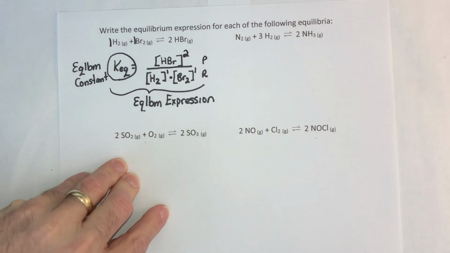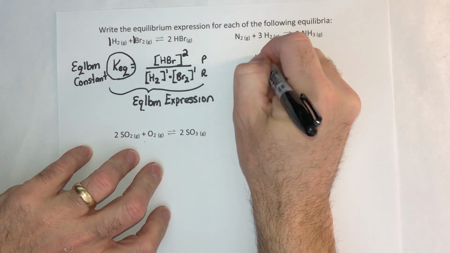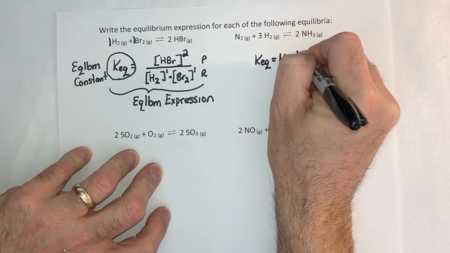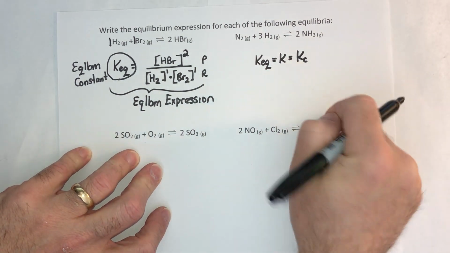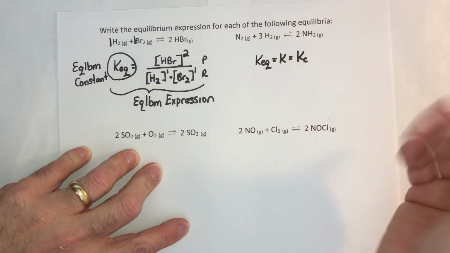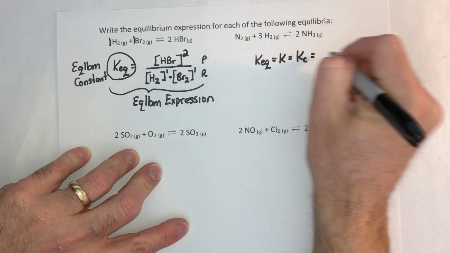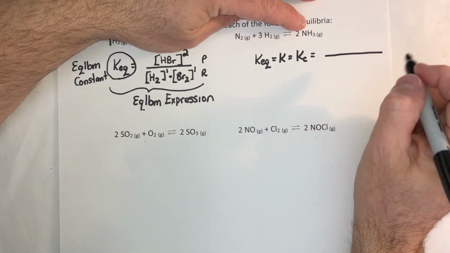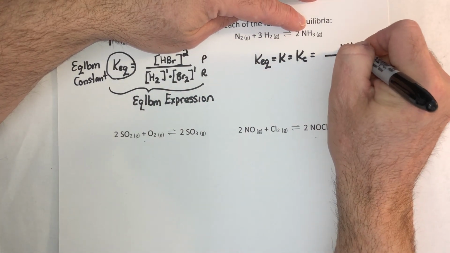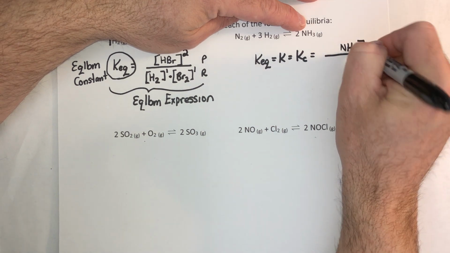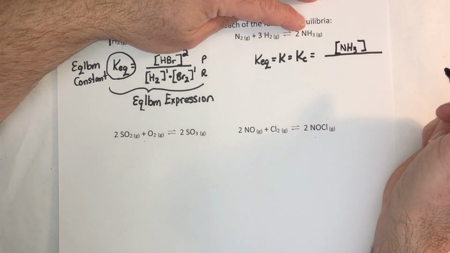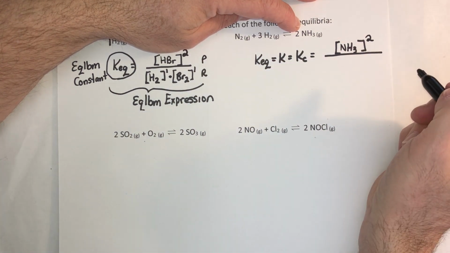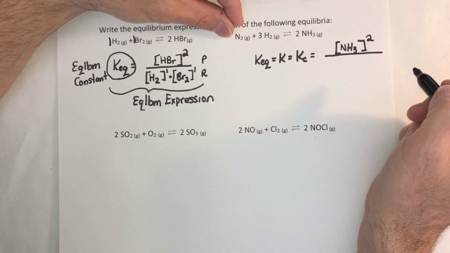All right, so let's try another one. KEQ, or just K, or K for concentration, KC, right? Whichever one that you're used to using, keep going with it, equals products over reactants. There is only one product, NH3. Square brackets to show that it's concentration. There's a 2 in front, so it is going to be squared. In the denominator is your reactants.